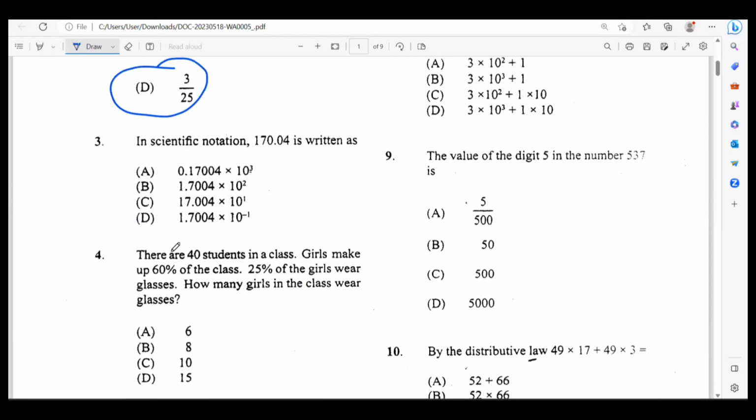All right, let's go up and down. So we're at number 3. Number 3 says, in scientific notation, 170.04 is written as what? So the main thing is to understand scientific notation. In scientific notation, the decimal point must come after the first digit that is not a 0, and we're talking about from left to right. So I'm expecting the point to be between the 1 and the 7, and you would have written back everything else. And then it's going to say times 10. And then we figure out what power of 10 will go here.